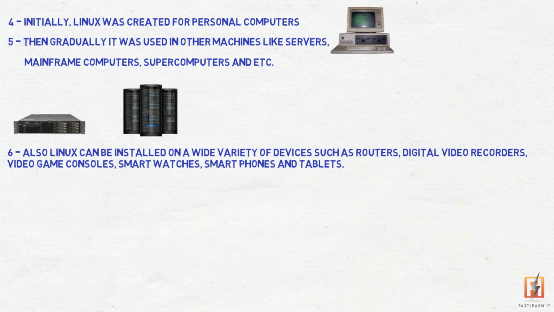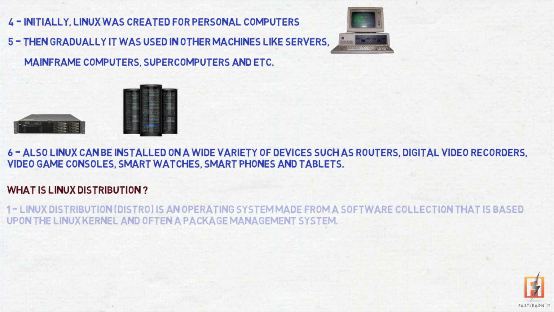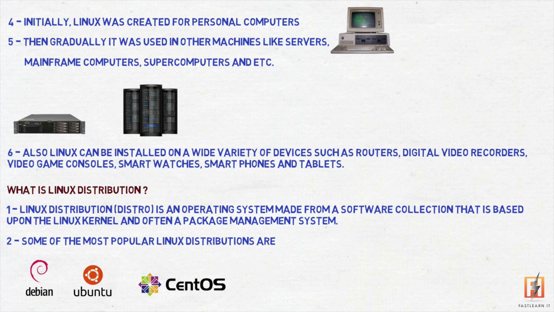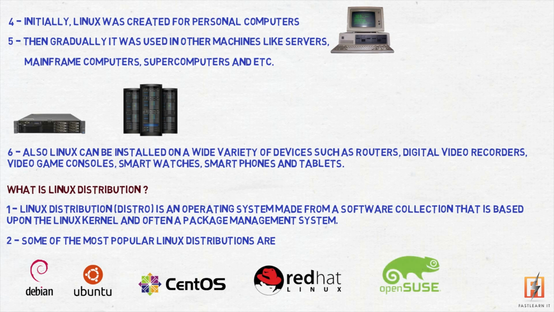So now let's come to distributions. What is a Linux distribution? A Linux distribution is simply an operating system built from the Linux kernel and supporting user programs and libraries. A Linux distribution is sometimes called a distro for short. There are over 600 Linux distributions nowadays. Some of the most popular are Debian, Ubuntu, CentOS, Red Hat, Fedora, OpenSUSE, and so on.